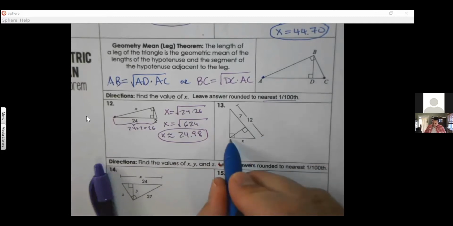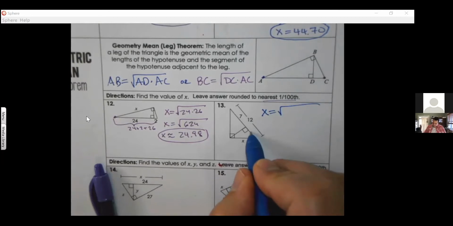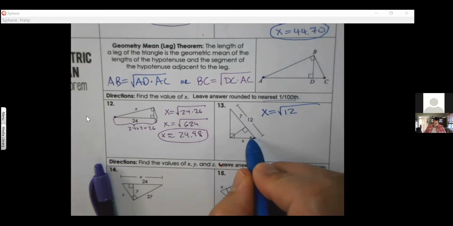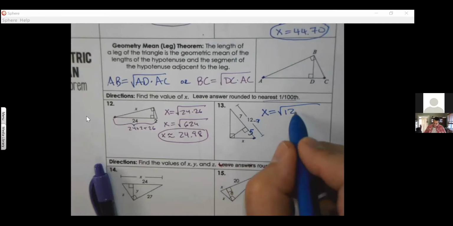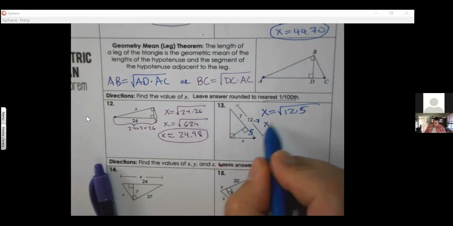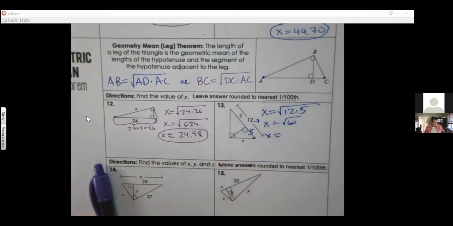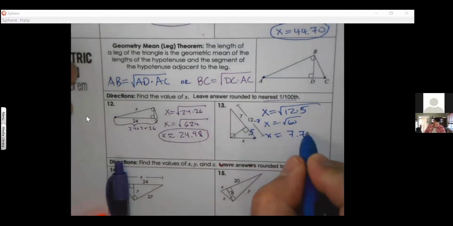Next one here, so we're coming down this side to go there, so x equals square root of, well, whole length is 12, that's one we want, but then we want this little part. If that's 12 and that's 7, 12 minus 7 is equal to 5. So this one is 5, that one is 12. Okay, so x equals square root of 60. So x is equal to 7.75 approximately.